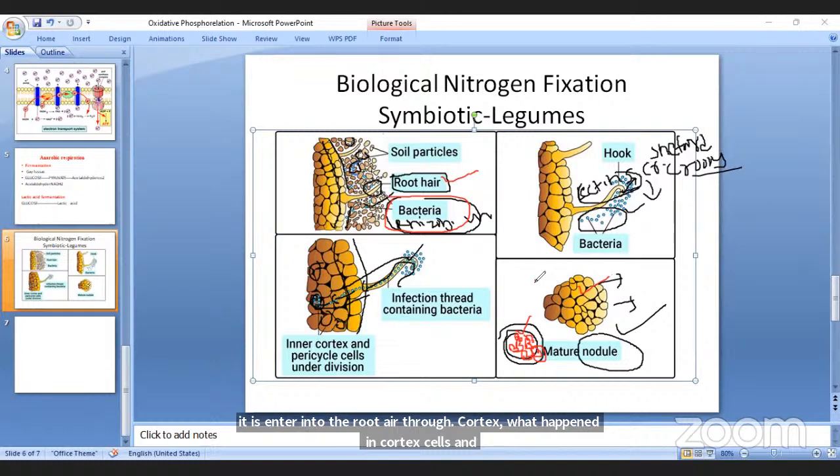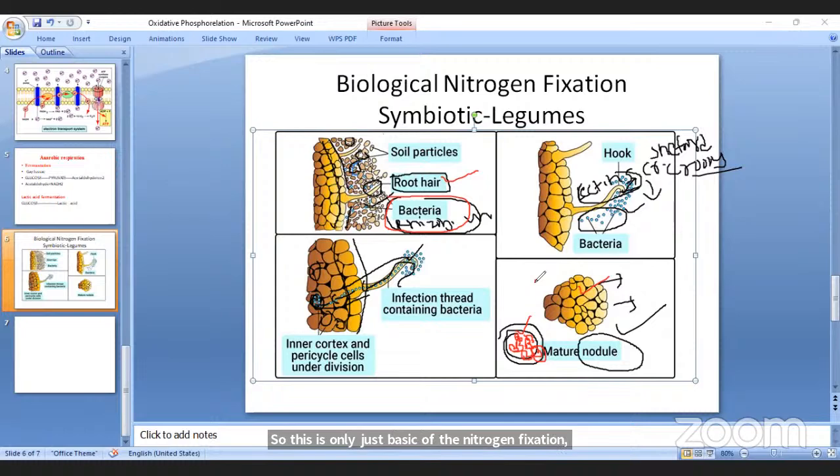So this is just the basics of symbiotic nitrogen fixation, but it is not completed yet. The mechanism of nitrogen fixation, the mechanism of nod genes, and the mechanism of leghemoglobin formation are all still to be completed. So this is only the concept of symbiotic nodule formation, symbiotic nitrogen fixation.